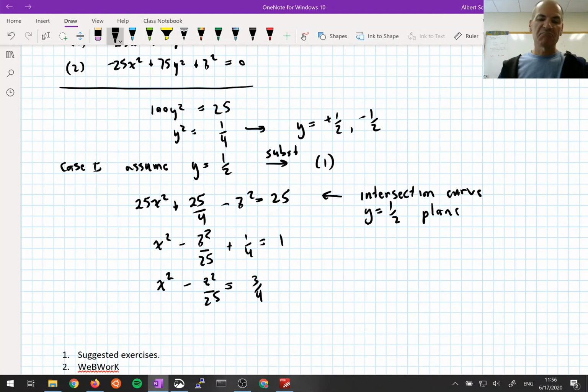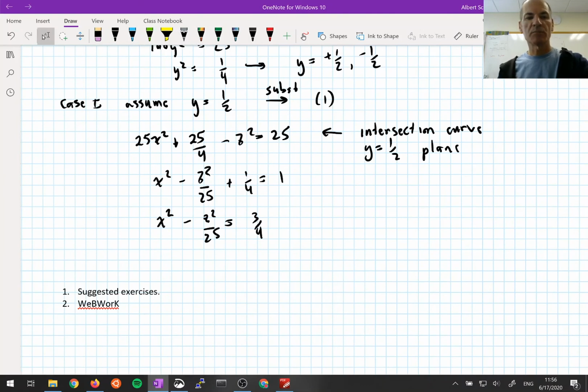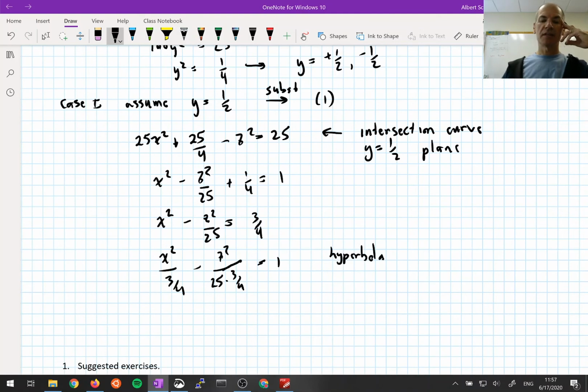A lot of times it's useful to get the right-hand side into a standard form. That would mean turning it into a 1. So maybe we'll divide by 3/4. x squared over 3/4 minus z squared over 25 times 3/4, like that, equals 1. Okay, what kind of figure is this? This is a hyperbola. And it sits in the y equals 1/2 plane.